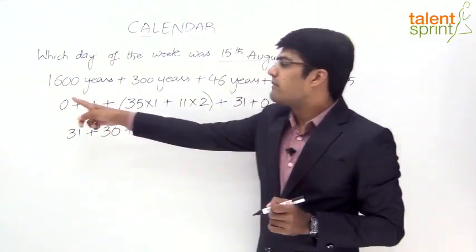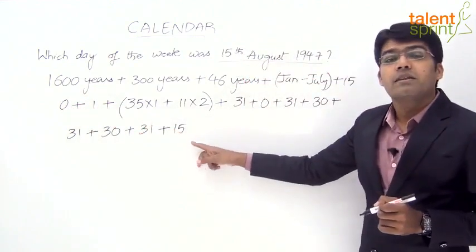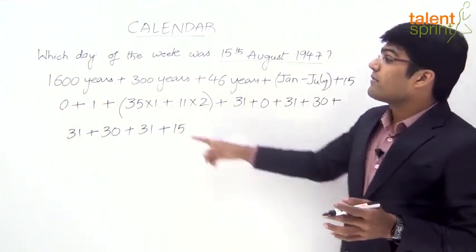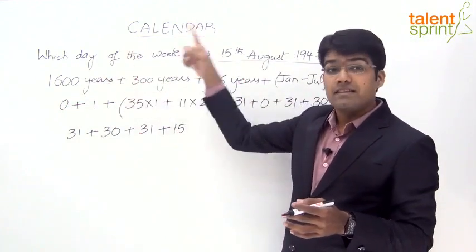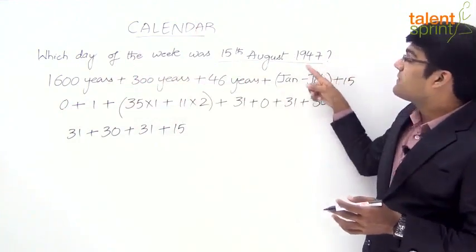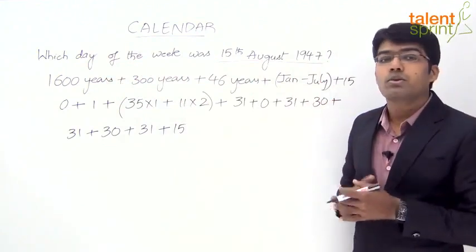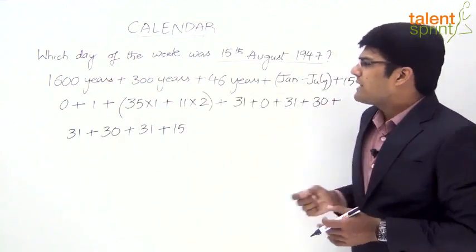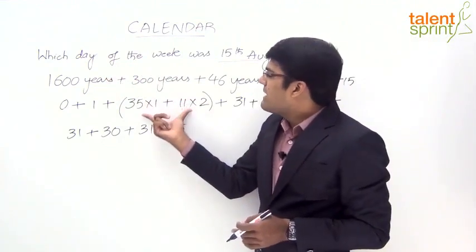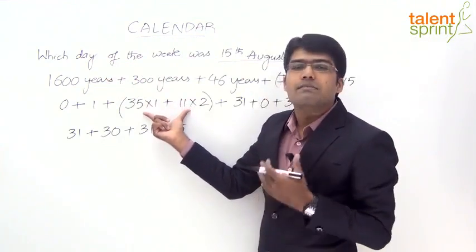Now this total from 0 up to 15 will give us the total number of odd days from the first day, that is the 0th day, up to 15th August 1947. So let's do this calculation and find out the total number of odd days. Before that, let us understand how we can make this calculation simpler, right?